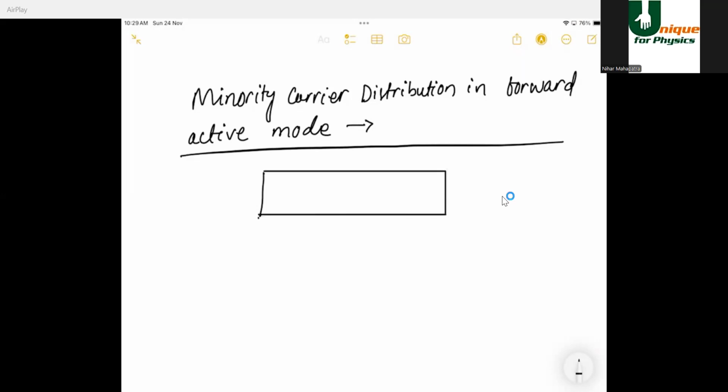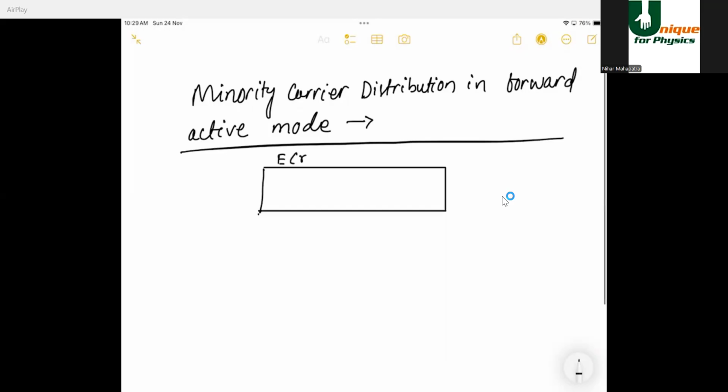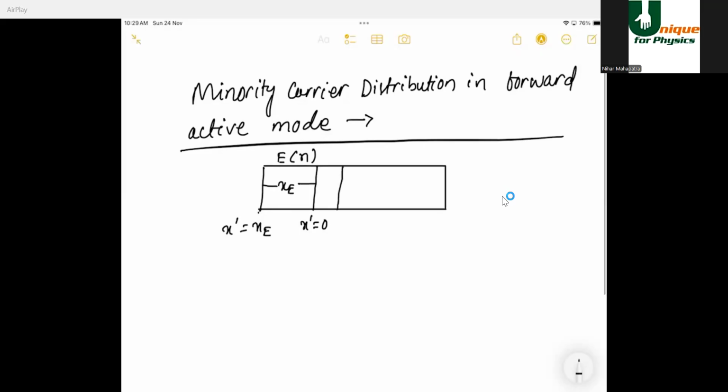So basically we have the emitter region, which is N region, and then the neutral width of this region, let us take it as XE, one-dimensional width we are considering. Let us give a scale to this, taking X dash as the variable, where X dash is equal to 0 at the junction. So this XE represents the neutral width in the emitter region. Then we have the NP junction. The base region is a P region, and this is the junction, the emitter base junction.